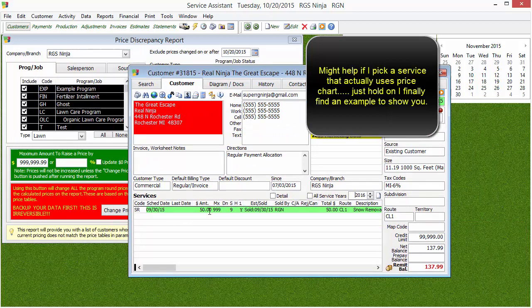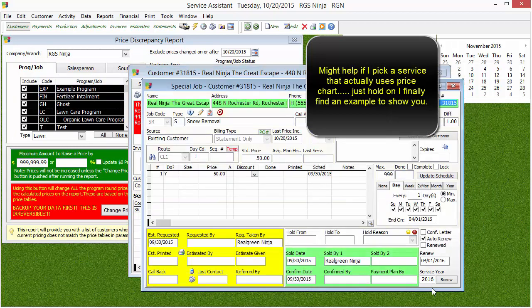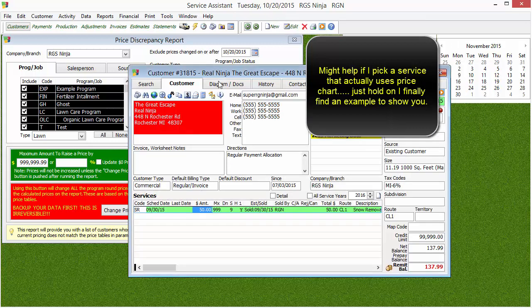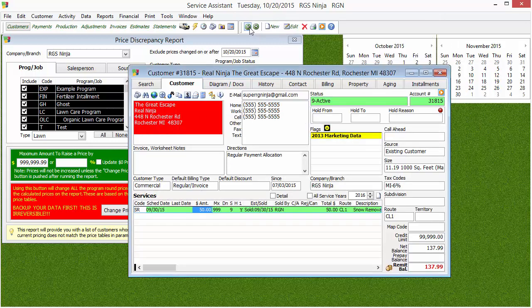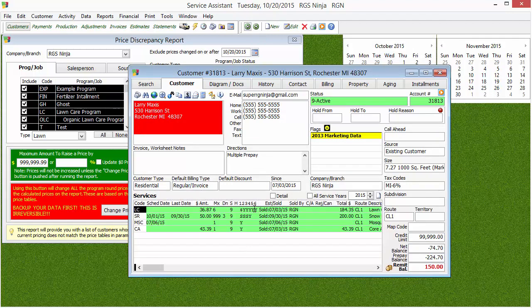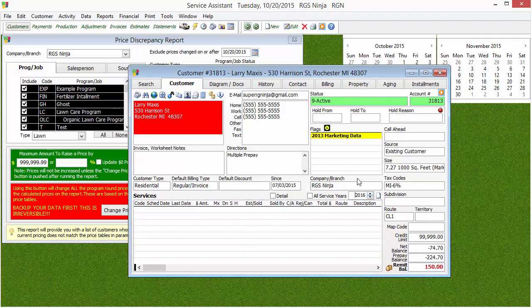So let me see, why did this person, 2016 service here, $50. Oh, you know what? This might not be a price charted service. Hold on, let me find a service that would be a price charted one. Actually, let's take this lawn care here. I bet you that renewed. No, that didn't renew.